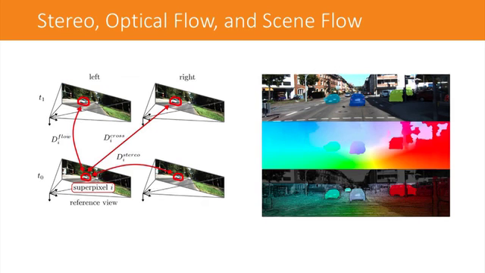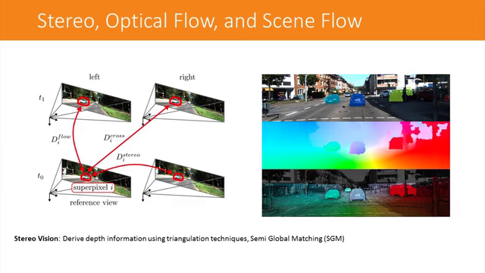The next one is what we call stereo, optical flow and scene flow. First, what is stereo? We actually have gone through this problem before in localization. When you have two cameras, you can derive the depth information of space. When you take a normal picture with one camera, you have 2D information in the scene. But if you have two cameras, you can derive the depth information of each point in this scene so that you get a spatial model of what you see.